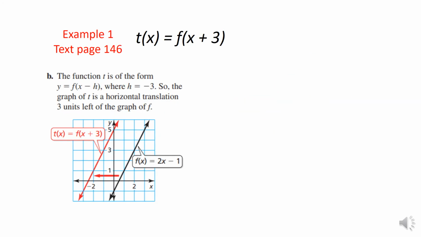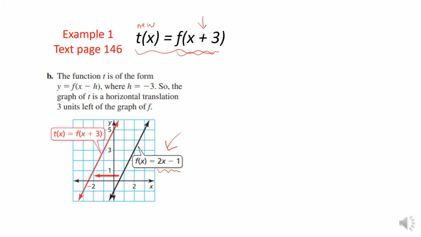Okay, so on page 146 in your textbook, it has this example. And so it gave you the basic equation. Notice that this basic equation isn't so basic. And it's telling you, by saying this is the new equation, to get the new line, all you do is do this to the old equation.